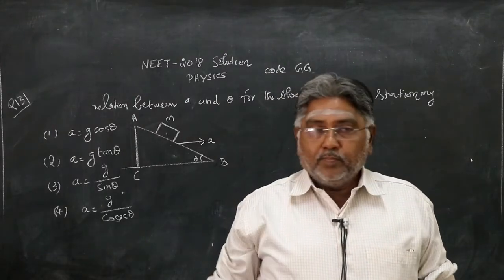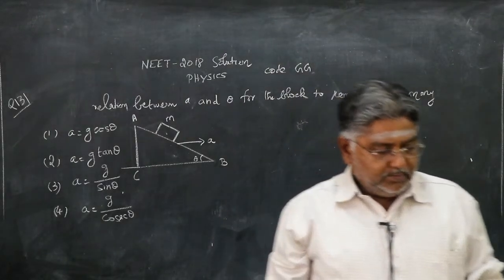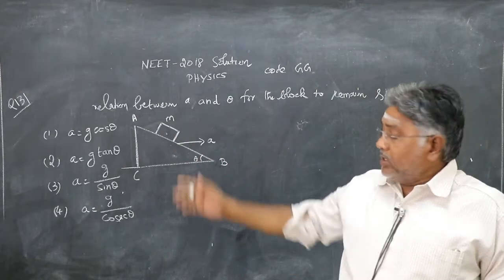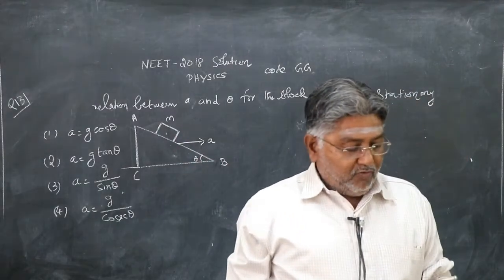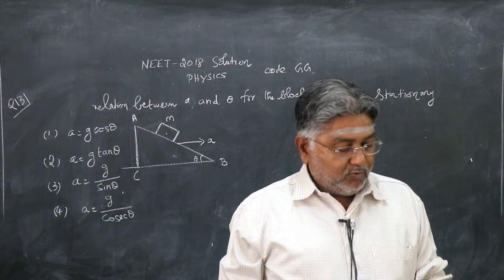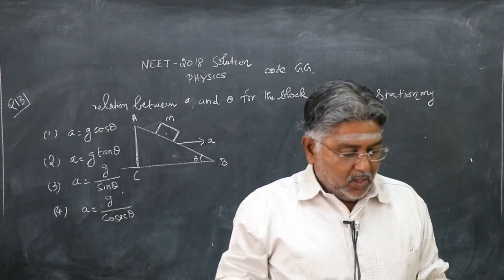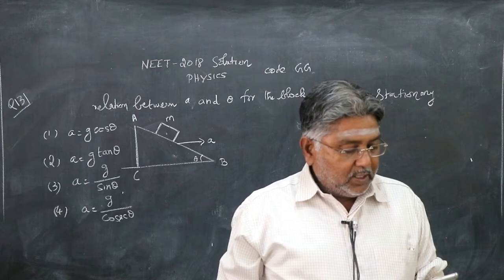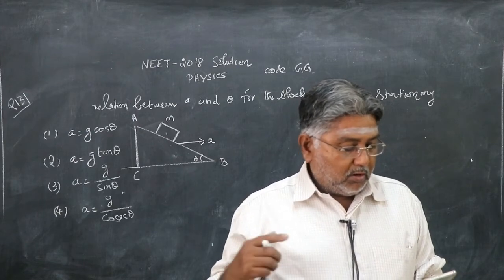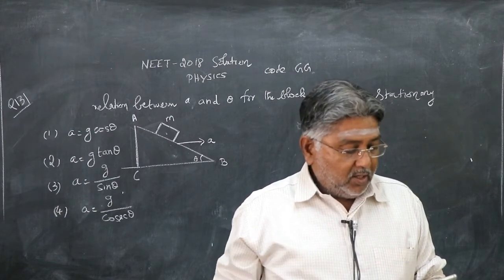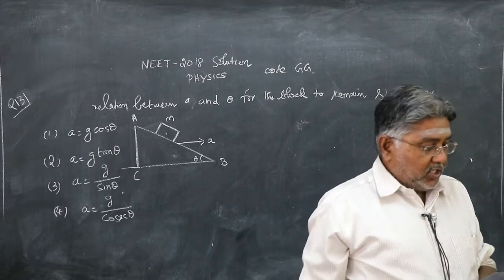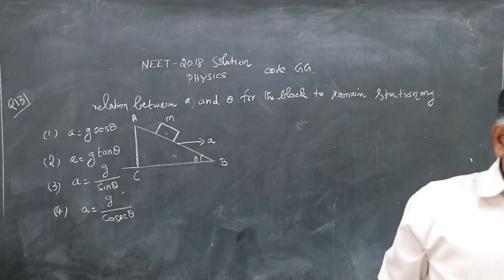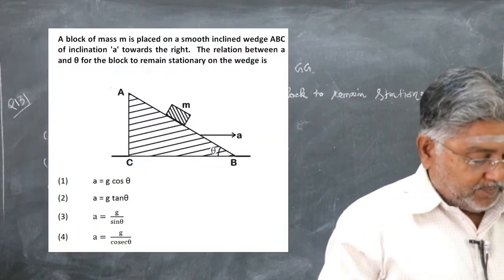Next question, number 131. A block of mass m is placed on a smooth inclined wedge ABC of inclination theta as shown in the figure. The wedge is given an acceleration a toward the right. The relation between a and theta for the block to remain stationary on the wedge is.